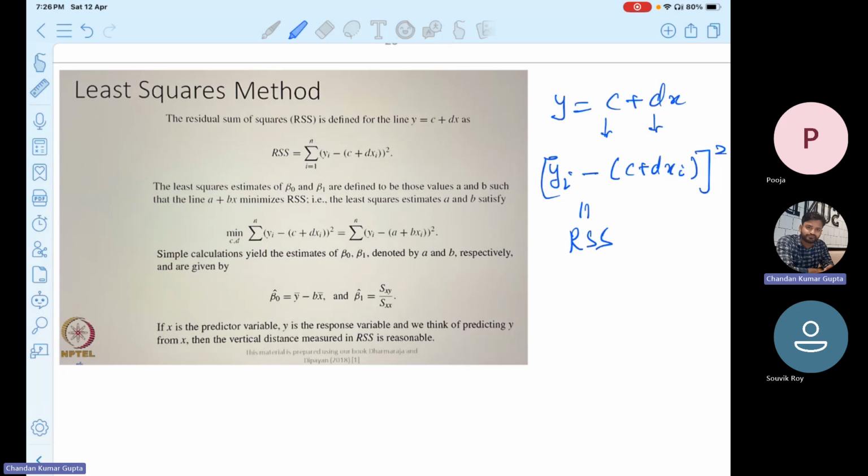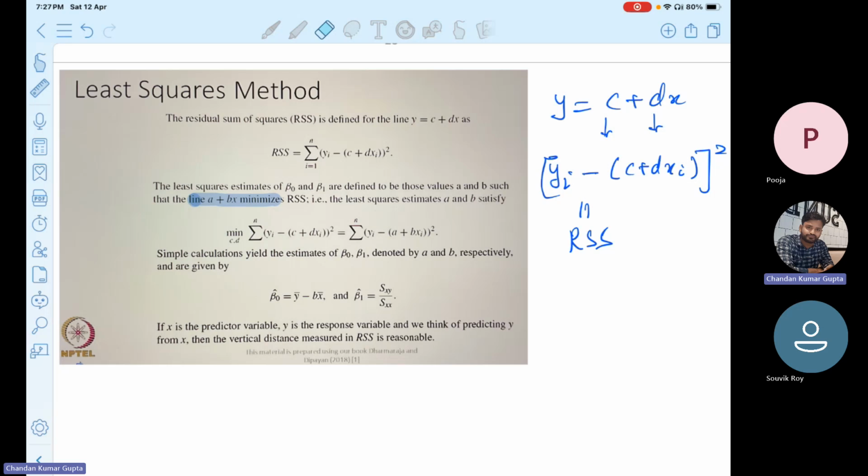Now, the least squares estimates of beta naught and beta 1 are defined with the help of those values of a and b such that the line is the least; here the word least is already there. That means we have different values of c and d, and we want those for which this summation, this RSS, is minimum. Those values of c and d for which the RSS is minimum are what we call a and b. Actually, those are the estimates. That means a and b are the estimated values.